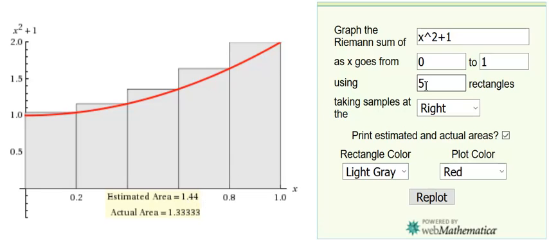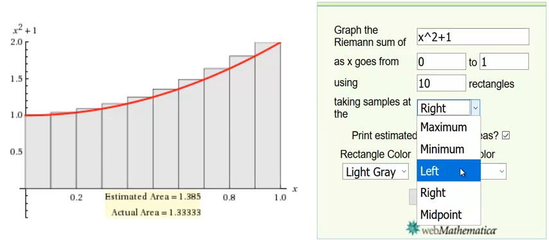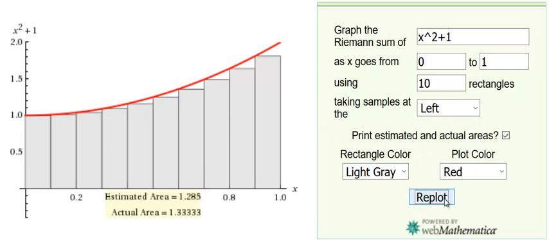Now, let's see what happens when we double the number of rectangles. Maybe go 10 rectangles. Okay. Now, notice that our estimated area is 1.385 and the actual area is 1.3 bar. So we've gotten closer. Now, this was a right sum. Let's try a left sum. So remember, the left sum when we had 5 rectangles was 1.24. So now we got 1.28. And what we're doing is we're boxing in this area more and more.